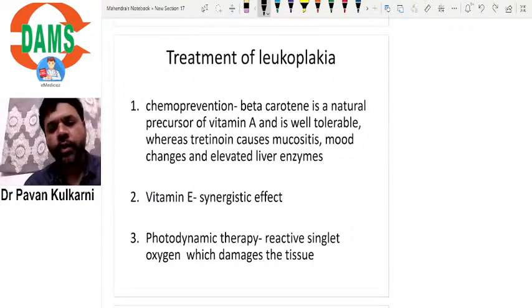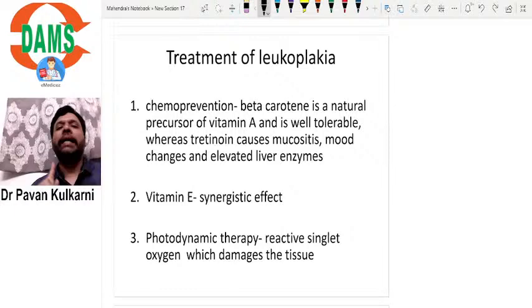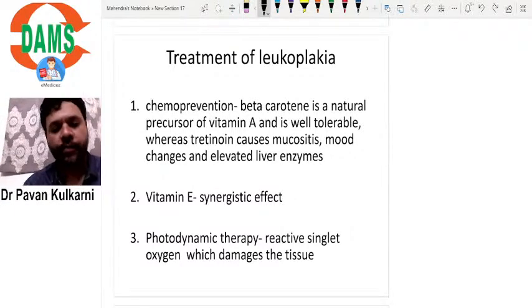How do we do that? We will do it mainly with vitamin A, that is beta carotene. Vitamin A is a very important chemopreventive agent. This is one of the important MCQs you can expect. Vitamin E is also given, but remember, vitamin E has only a synergistic effect. It alone cannot treat a leukoplakia. It has to be given in combination with vitamin A.